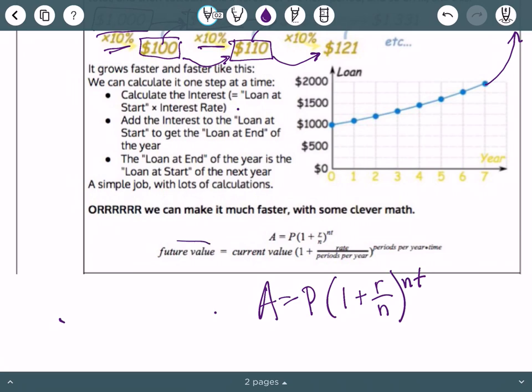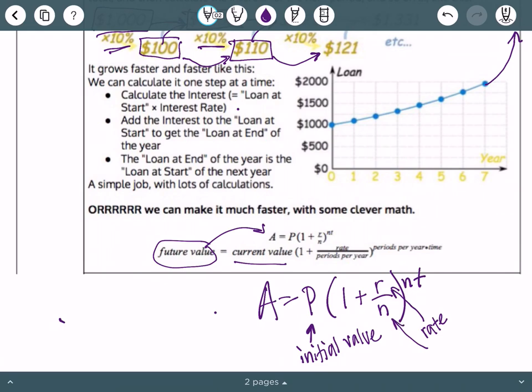So what this means is that A, the future value, is based on P, the current value. Remember we talked about this being called the initial value. And then we have 1 plus r, where r is still the rate. But then we have to divide by n because we're trying to figure out how many times this happens. So n is the number of periods per year. So how many times this growth rate happens per year.